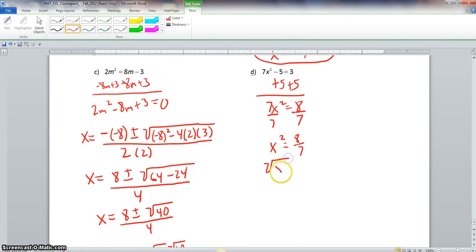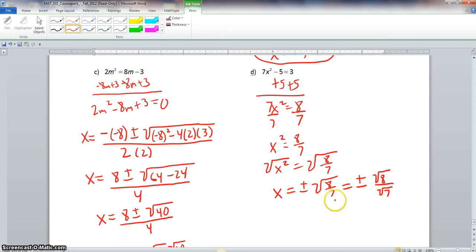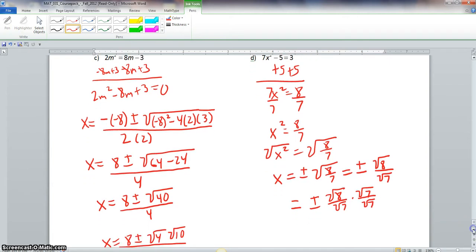Now we could take the square root of both sides. And then we will have x is equal to plus or minus the square root of 8 over 7. Now we know we cannot leave this as it is, because this is really plus or minus the square root of 8 over the square root of 7. And we know we cannot have the square root of 7 in our denominator. So we need to multiply our numerator and denominator by the square root of 7. We want to rationalize our denominator.